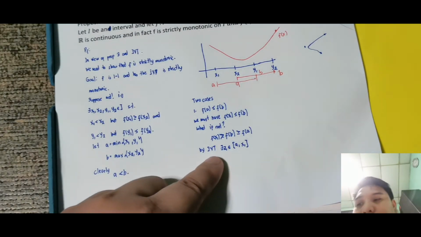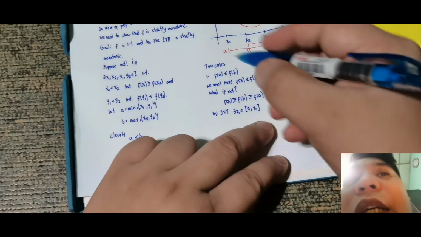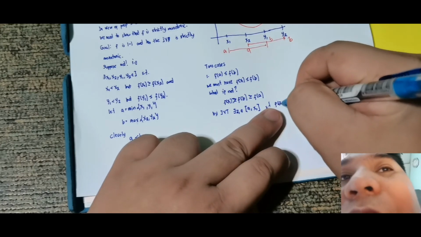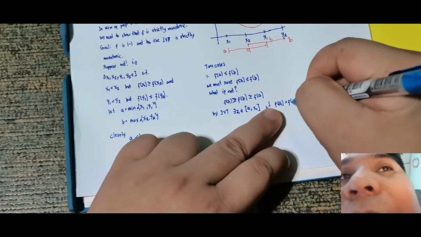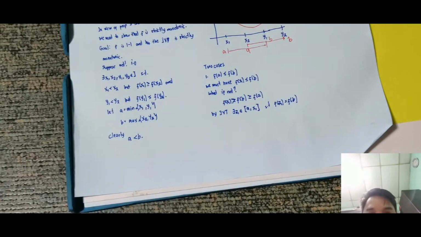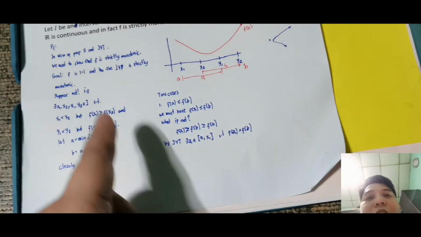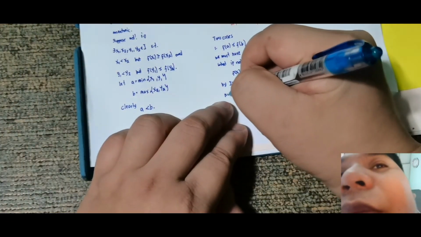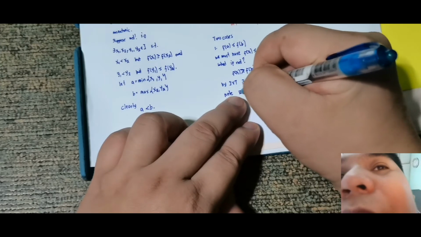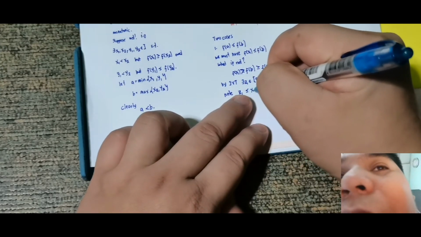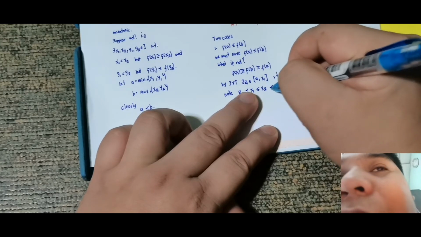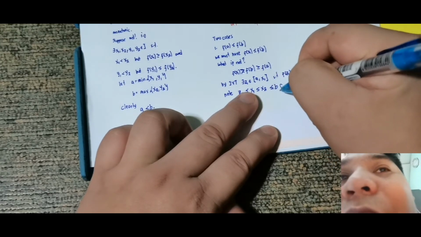Meron daw c sub 1 doon na nag-exist such that f of c sub 1 is equal to f of b. Kumbaga, f of c sub 1, somewhere dyan, sakto siya sa f of b. Nakuha ko si f of b. Okay, so note, ano mangyari? Note that c sub 1 is less than x sub 1 is less than x sub 2 and less than b, which is a contradiction.